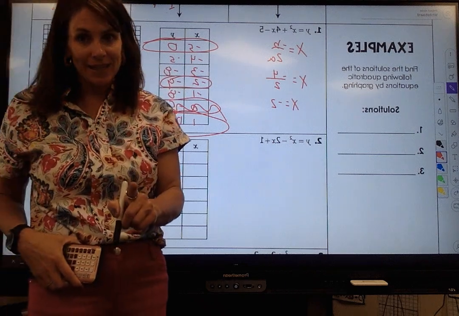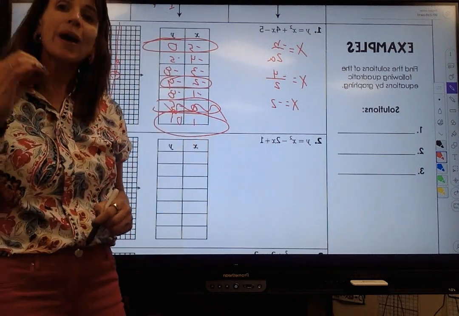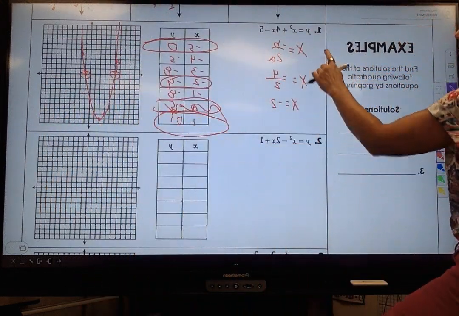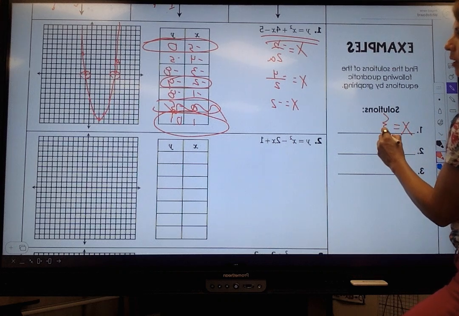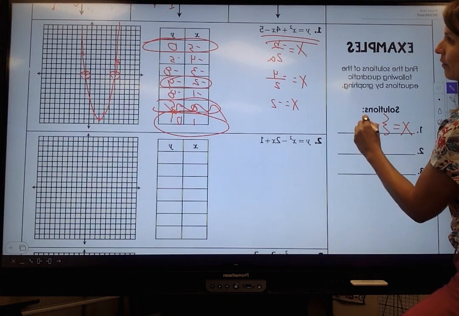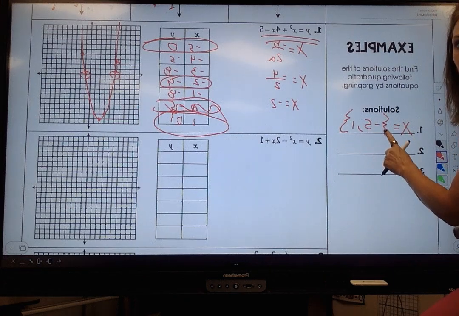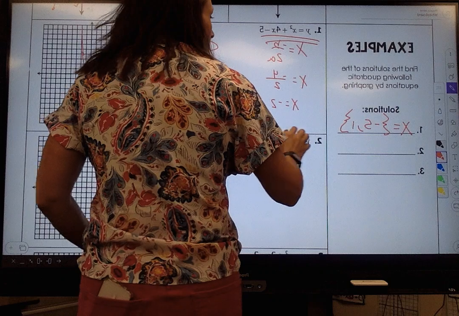The main thing is remembering in algebra, when you have more than one solution, you have to put brackets around it. So I am solving this equation, and I know that x is going to equal negative 5 and 1. And remember, it's least to greatest. You must write those brackets, okay? All right, let's look at number 2.